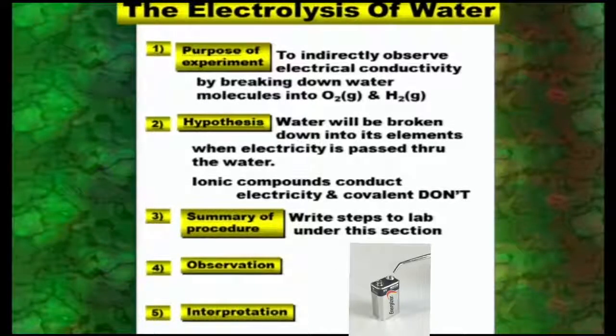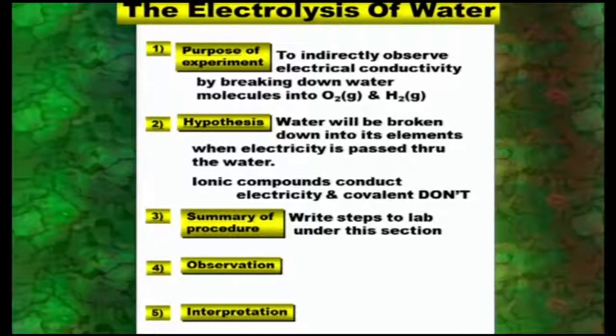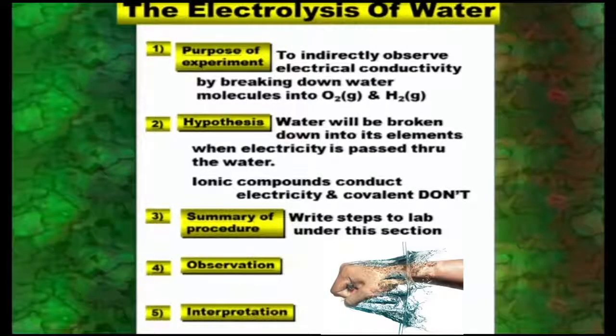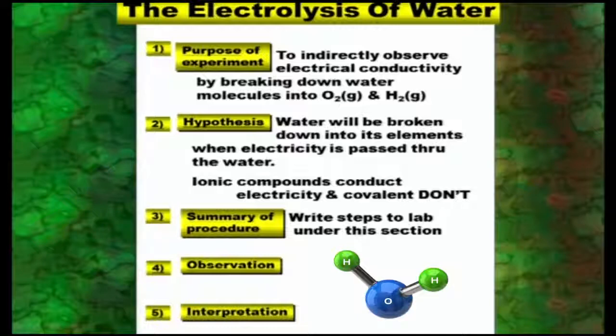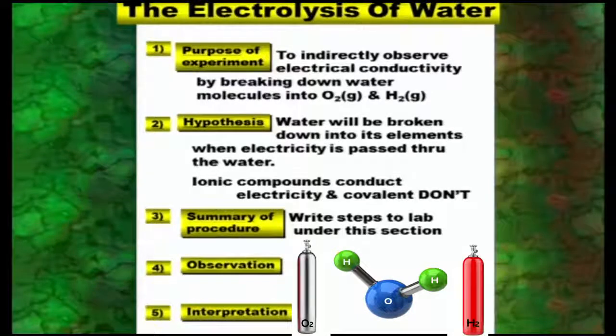Important. Second of all, we have this portion of the word called lysis. That means to break something down. And so the electrolysis of water means it is the breakdown of a substance by electricity. In this case, that substance is a compound known as water. So if we look at the purpose statement, it is to indirectly observe electrical conductivity by breaking down water molecules into two different products, oxygen gas and hydrogen gas.